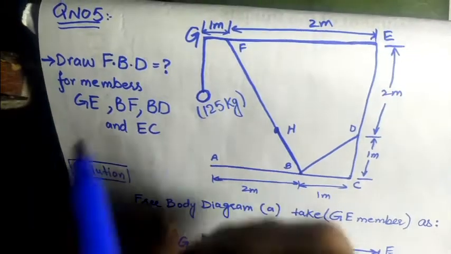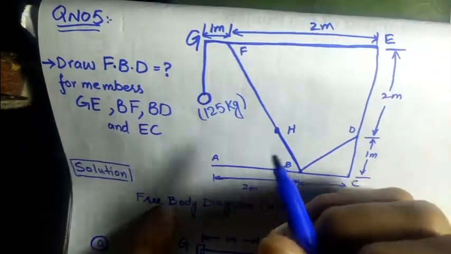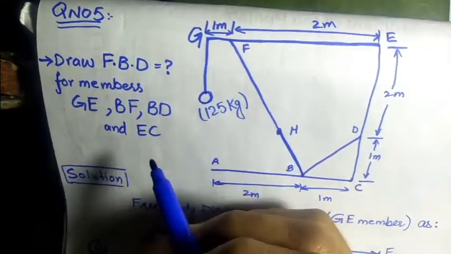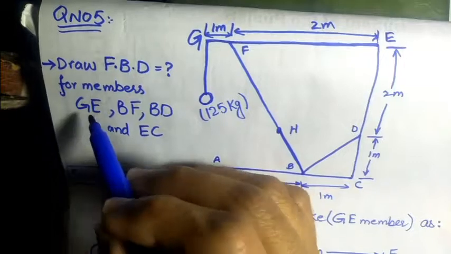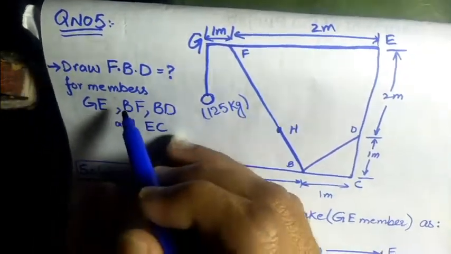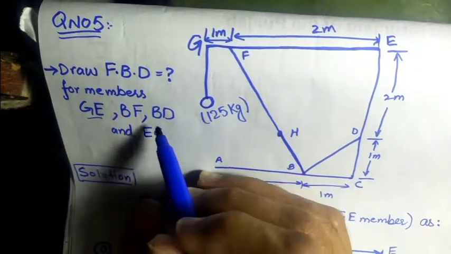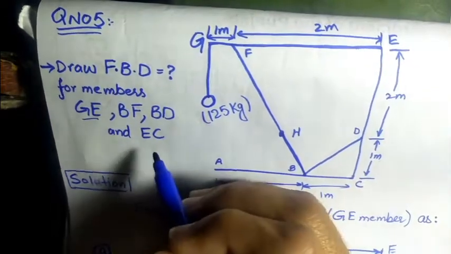Now our question number 5 is about free body diagrams. Here in this question we have to calculate the free body diagram for all types of members of this truss: the GE member, the BF member, and also the BD and EC members.